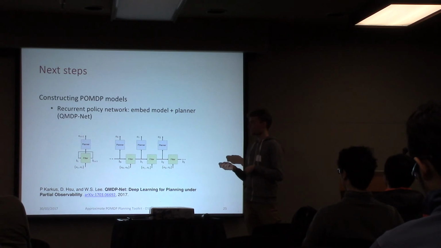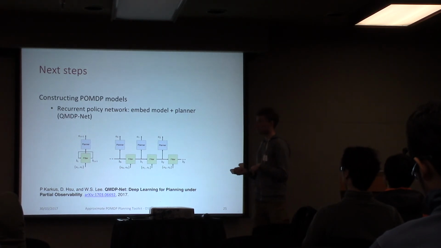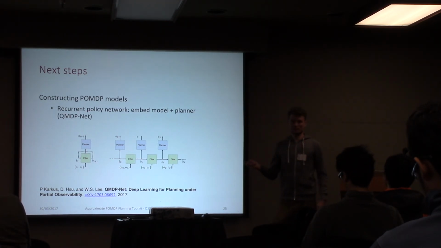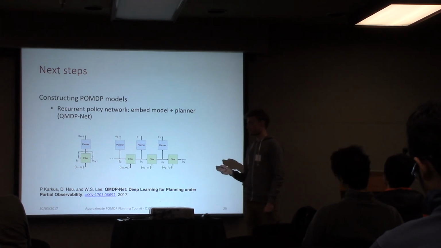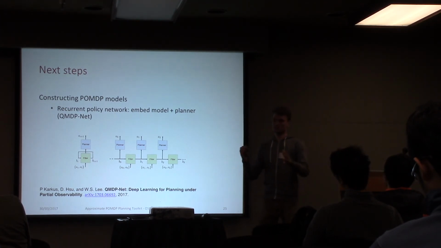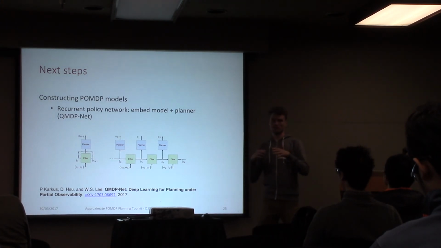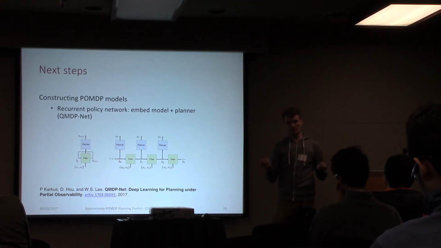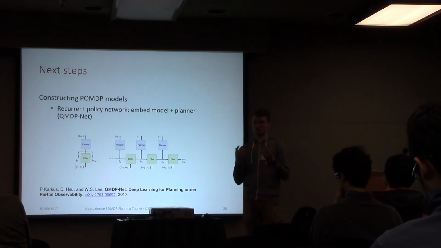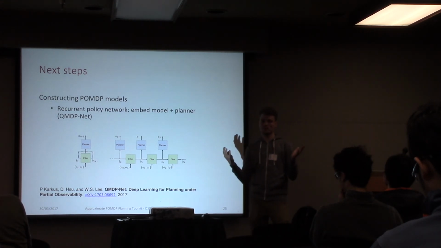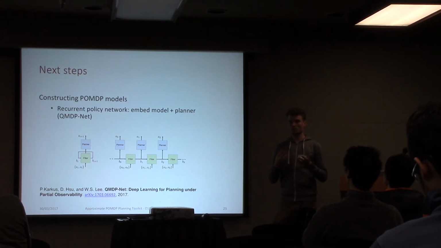One recent submission, which is actually my project, is POMDP-Net. This is a recurrent policy network that embeds both a POMDP model and an algorithm, a planner, that solves this model in a single neural network. The advantage of this is that you can train this neural network end-to-end, which means that you can learn a latent model that is most effective given the approximate planner that you have.